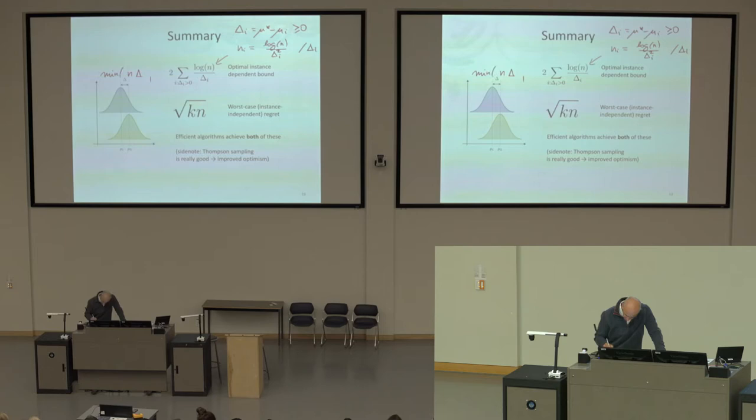So this is just one way of bounding the regret, but another way of bounding the regret is just to say that whenever UCB selects a suboptimal arm, it only suffers at most delta gap regret. It can do it n times, so the actual upper bound on the regret is the minimum of n times delta, and this 2 times the sum of log n over delta_i.